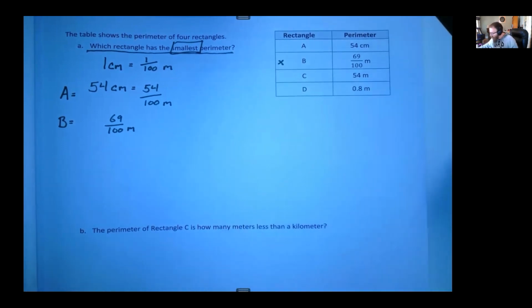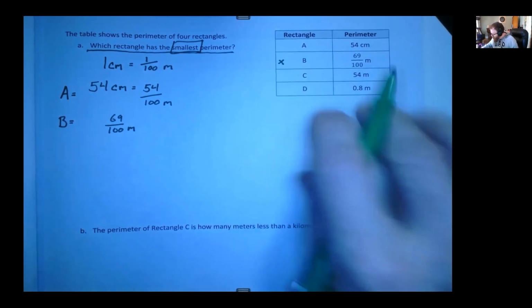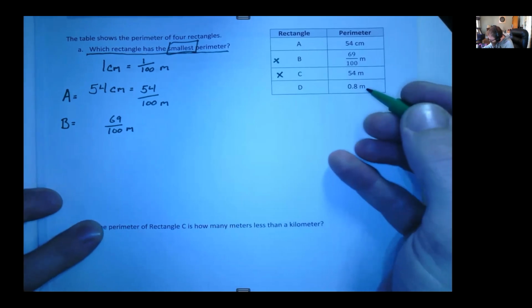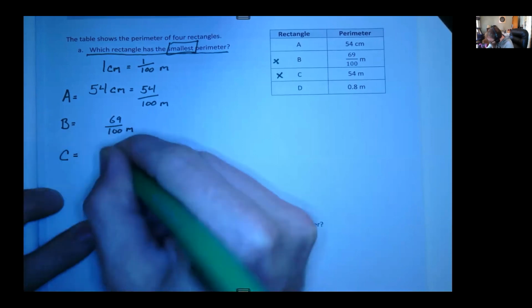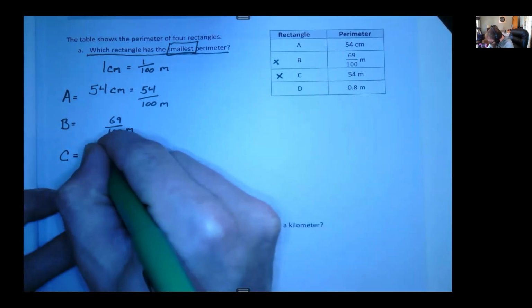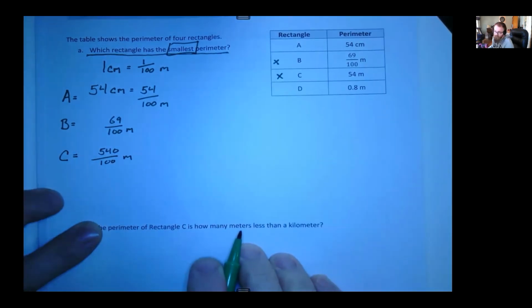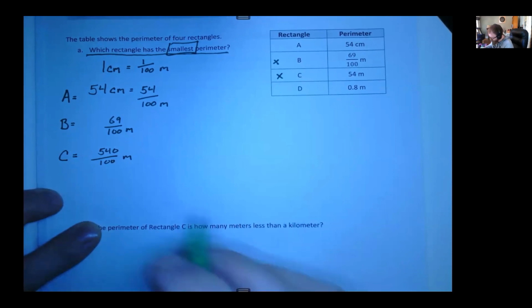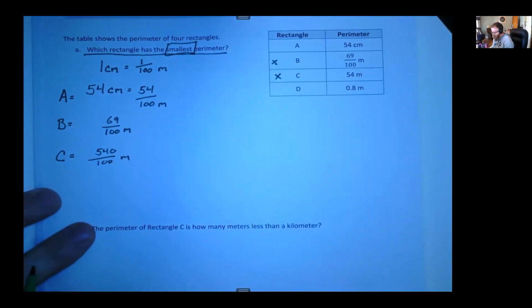These other three are all a fraction of a meter, 1/100ths or tenths of a meter, whereas this is 54 meters. Now, rectangle C, not even close, because rectangle C would be written, if we were to write it in hundredths of a meter, as 540 hundredths of a meter, which really isn't even a helpful way to write it other than to compare that value to rectangle B.